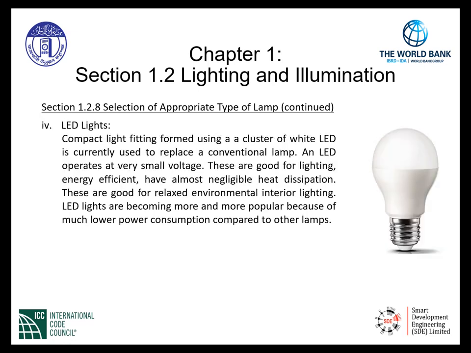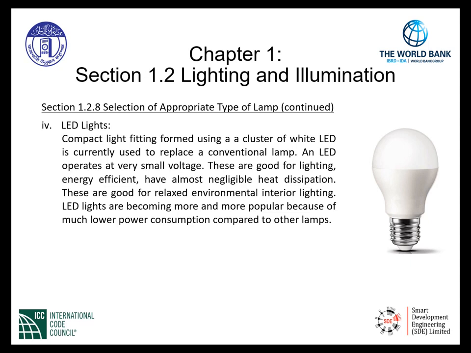In item 4 of section 1.2.8, we have LED lights. LED stands for light-emitting diodes. These types of lamps are the most energy-efficient type of lamp. Light is produced when an electrical current passes through a microchip, which then illuminates these small diodes. There are typically 3 to 5 diodes in the type of lamp shown on this slide.